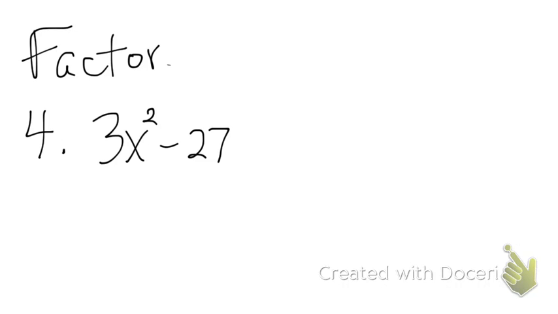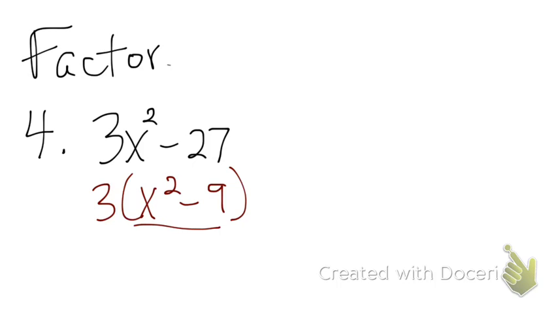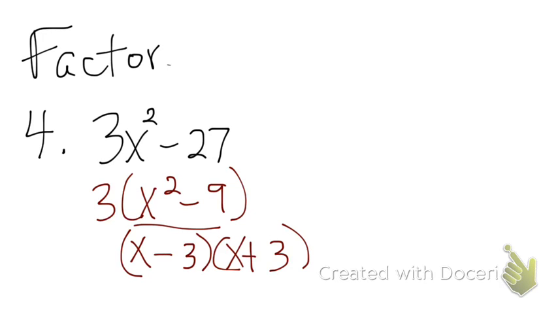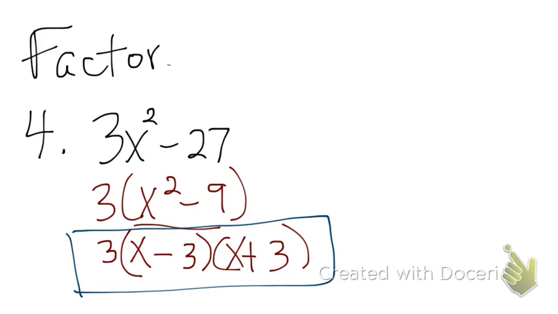Now notice this is not a difference of squares. Certainly 3 is not a perfect square, and neither is 27. But remember, if there's something that our terms have in common, we need to factor out the GCF. So here we can factor out a 3. Now if you look inside the parentheses, what we have there is a difference of squares. So let's factor that. And then don't forget to have the 3 in the front. So your answer here is actually going to have 3 factors. 3 times x minus 3 times x plus 3.